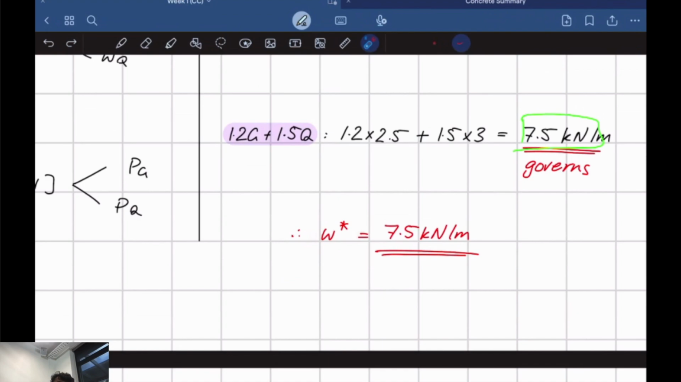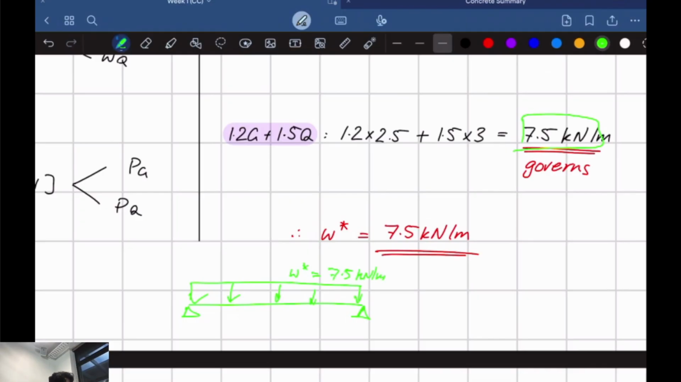Make sense? So now, when I'm doing my calculations, let's say I'm trying to find the moment. I'm going to say this load is going to be 7.5 kilonewtons per meter. And then to find the maximum moment, W star L squared on 8, I use this W star value. Okay.